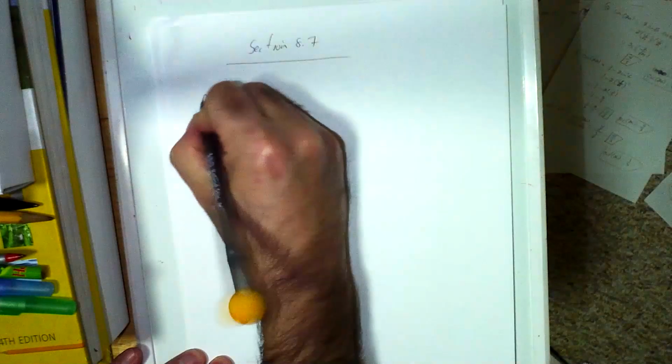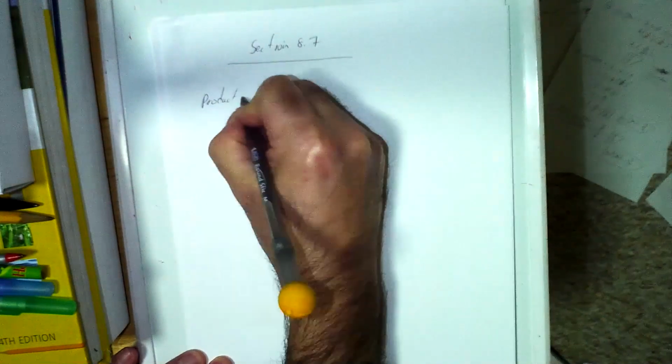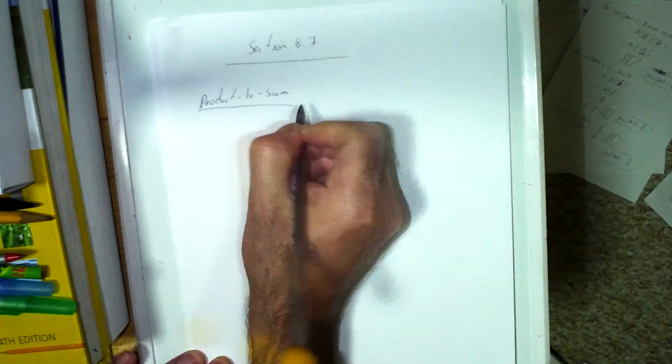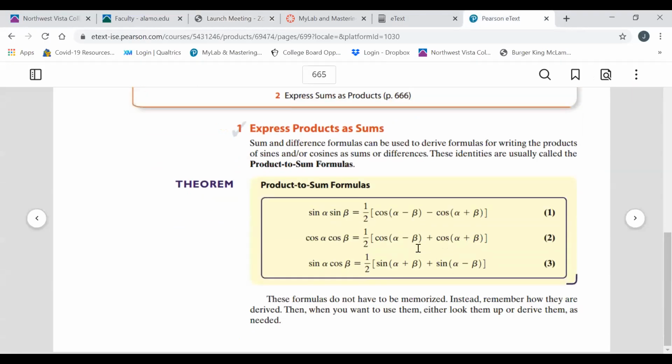8.7. Product to sum. Okay, so you have formulas for product to sum, and it's titled the way the formulas are presented. So let me show you how the formulas are written. In the yellow, this is on page 665, you have the product to sum.